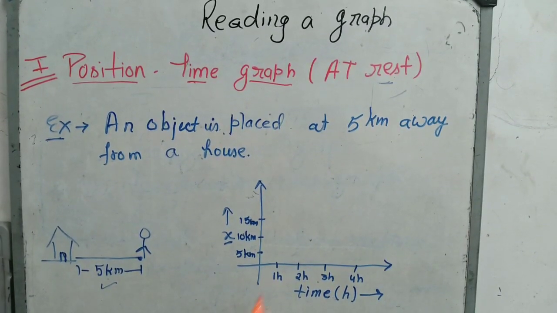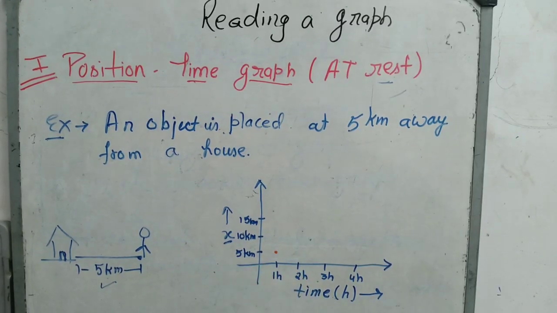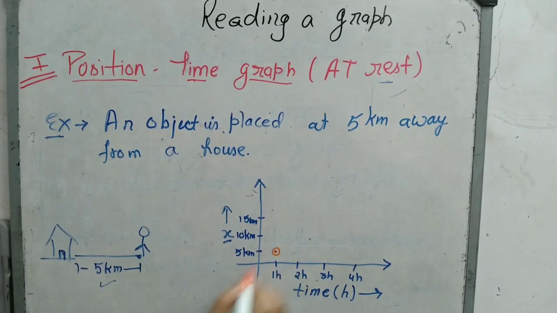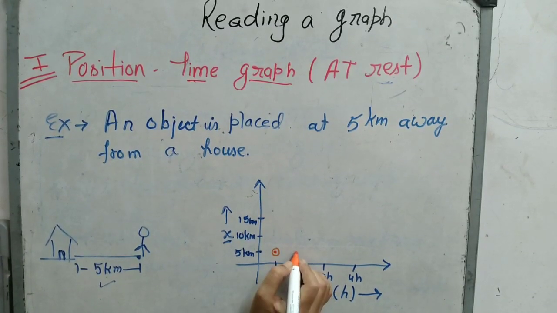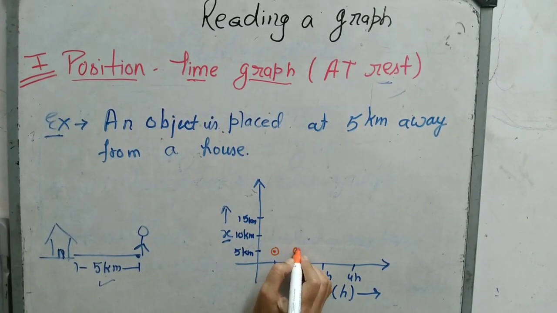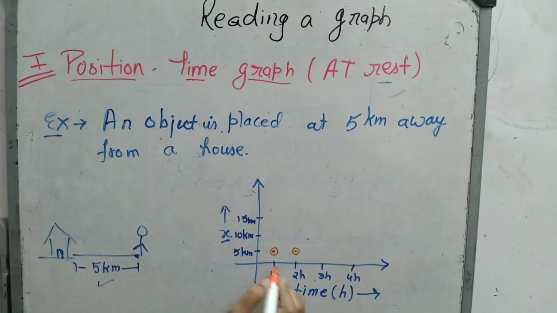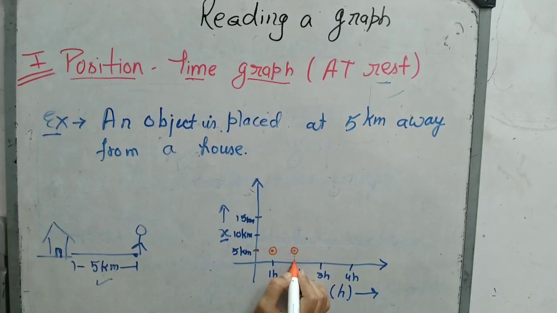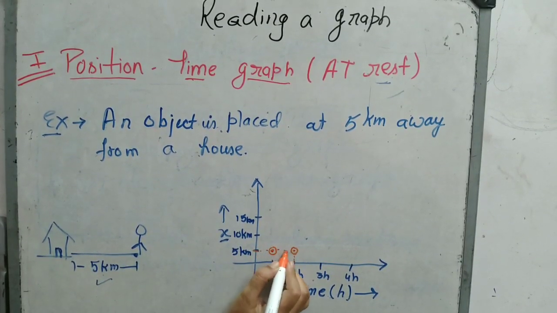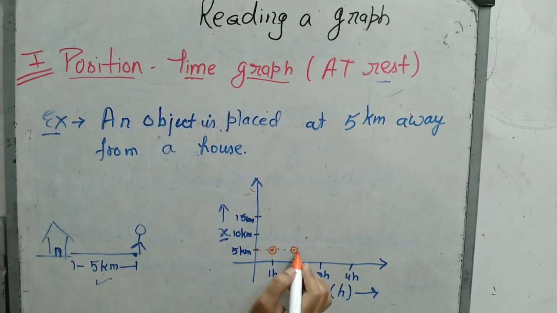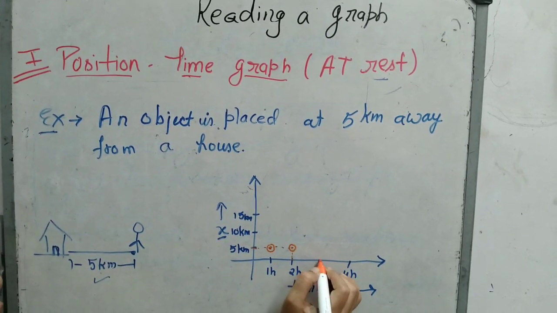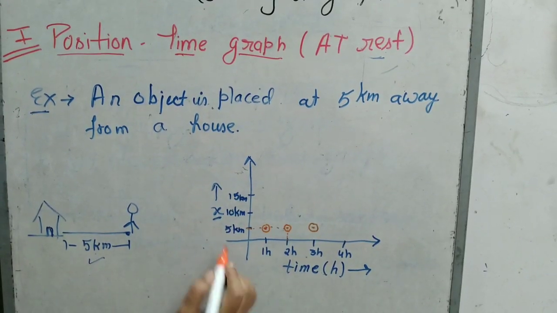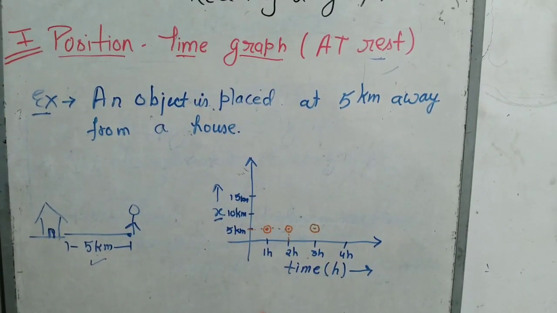Now, if I want to draw the graph of the given condition, see, for the first hour the object is at rest, so in that first hour it would be only 5 kilometers away from the house, obviously. Second hour, the object is stationary, it will not change its position. So in the second hour, what is the position of the object? 5 kilometers. So we place 2 hours and 5 kilometers. Joining over here, it will be the second point, then the third point. Third hour, as is obvious, the object is stationary, so it will not change its position.